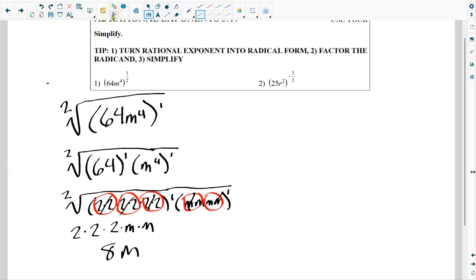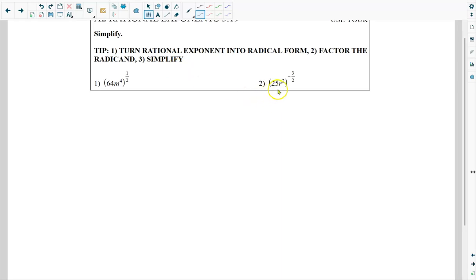Let's go ahead and focus now on this one. There's a little more going on here. So let's get the party started. The first thing to do is turn the rational exponent to radical form. So I have 25r squared. This negative, right? Remember, anything divided by 1 is itself. But this negative tells you to flip it. So I've already applied that. As soon as you see a negative, that's what you do.